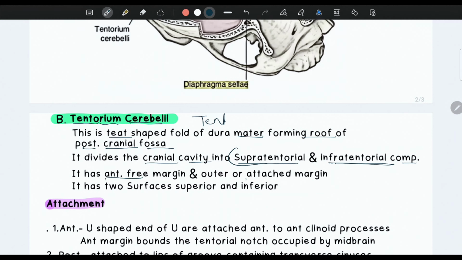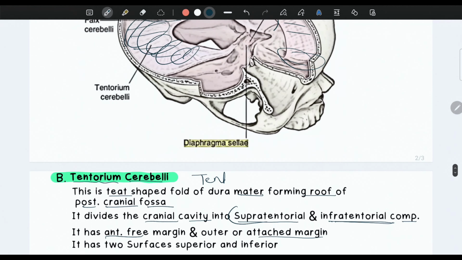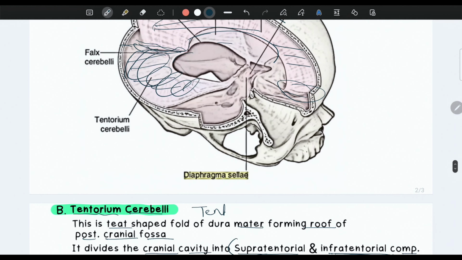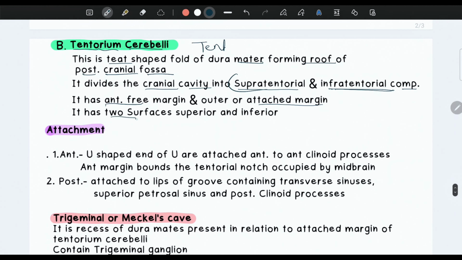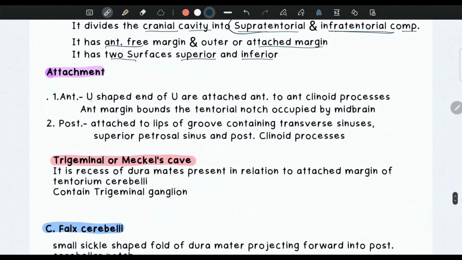It has an anterior free margin and a posterior attached margin. So it has the anterior free margin, this one, and the posterior attached margin. Then it has two surfaces, the superior surface and the inferior surface. For the attachment, anteriorly it is U-shaped, and the U is attached anteriorly to the anterior clinoid processes. The anterior margin bounds the tentorial notch occupied by the midbrain.